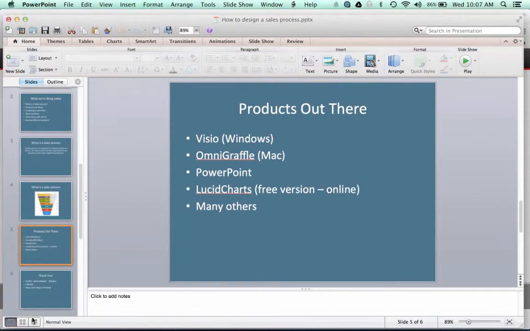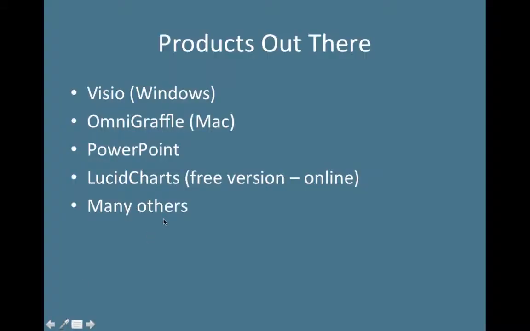Some of the products out there, probably the most common and most popular, especially in large corporations, is Visio. I've used Visio for years. Now, as you can probably tell, I'm using a Mac, and I have for about 3 years. OmniGraffle is the product you'll find most commonly on Mac. Visio doesn't exist on the Mac unless you have something like Fusion or Parallels.